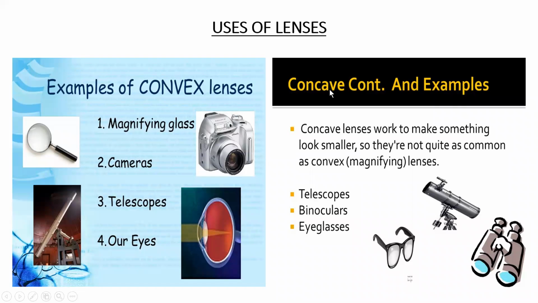Now use of concave lens. Concave lens is also used in telescopes. It is used in binoculars as well as it is used in spectacles for correcting eye defect. Eye defect we will study in next chapter, that is human eye. Convex lens is also used to correct eye defect. So concave lens is used to correct myopia and convex lens is used to correct hypermetropia. That we will study in the next chapter.